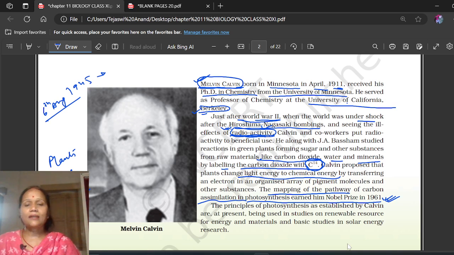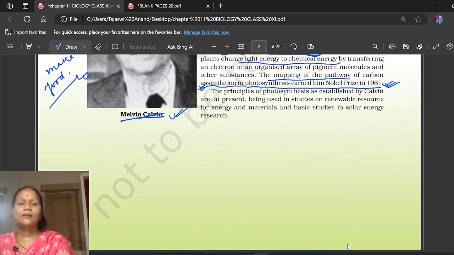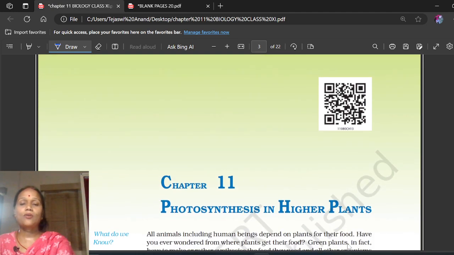There are two types of cycles that we shall study in this chapter: light reaction and dark reaction. And dark reaction is also known as the Calvin cycle. In the Calvin cycle, carbon dioxide assimilation happens, and that cycle, the second phase of photosynthesis, was discovered by this scientist Melvin Calvin, and so he was awarded the Nobel Prize also. So let us study. Now this was the warm-up session for all the students.